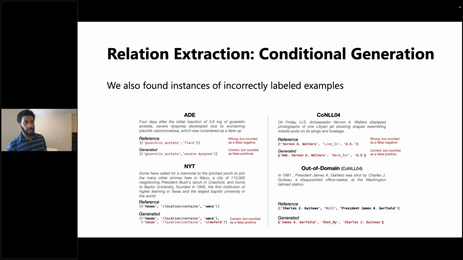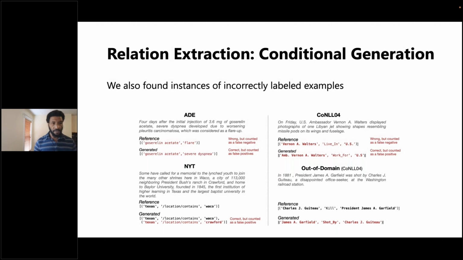And here are some examples of these erroneous outputs. Here on the top left, in the ADE case, we see that the reference was actually wrong. It mentions a case that is not present in the input, but the model finds an instance that is actually in the input text, but was not part of the reference. And so this is one of these false positives.